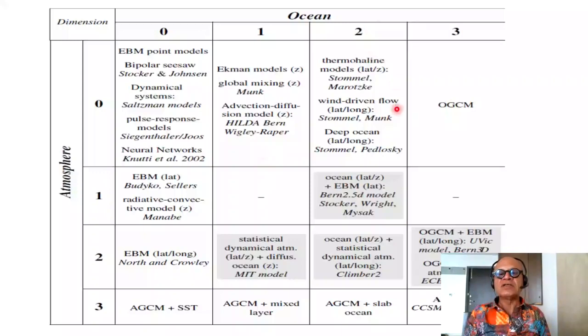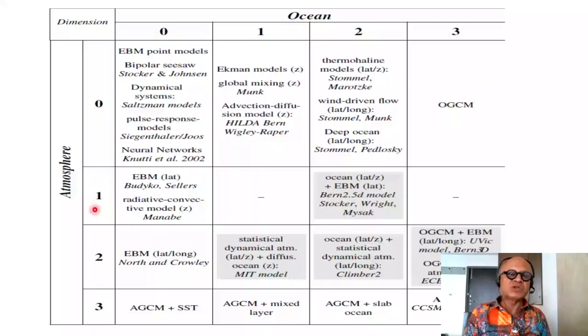Two-dimensional, you have thermohaline models, which looked at how the ocean creates a thermocline and maintains it in the context of the forcing and vertical exchanges and so on. Wind-driven flow, latitude, longitude, deep ocean, latitude, longitude, and if you go to a three-dimensional ocean, of course you have the complete ocean general circulation model if you're solving the full so-called primitive equations or Navier-Stokes equations with rotational terms. So momentum, mass, energy, thermodynamics, and so on.